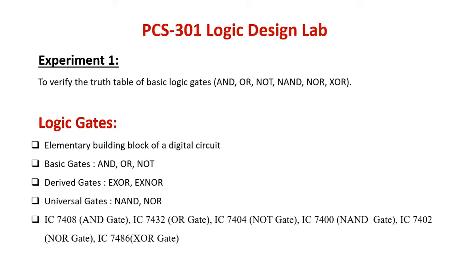There are three basic gates: AND, OR, NOT, two derived gates XOR and XNOR, and two universal gates NAND and NOR. These are called universal gates because you can implement any circuit or gate using these gates. Now there are different ICs for different gates. IC 7408 for AND gate, 7432 for OR gate, 7404 for NOT gate, 7400 for NAND gate, 7402 for NOR gate, and 7486 for XOR gate.